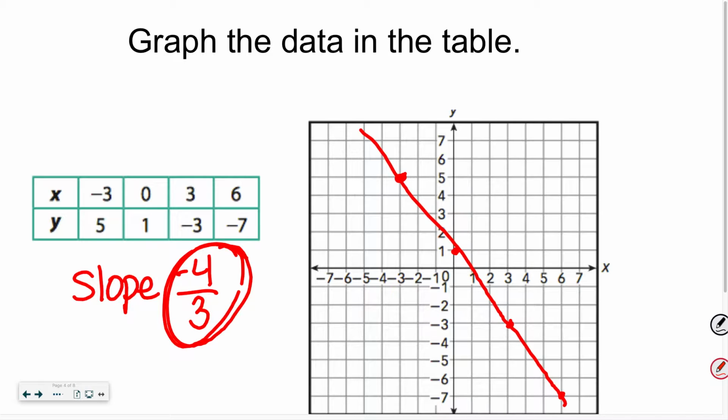Okay, so how many are we moving down? 4. We're going to move down 4. So if we start at this point right here, we can move down 4, and then to the right 3. And that will give us our next point. That's what the slope is, how our line's moving. We're going to move down 4 and over 3, and that's going to be every point on our line.